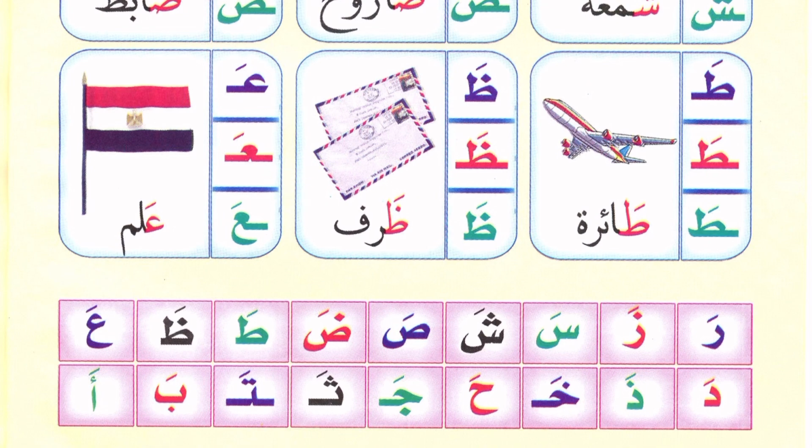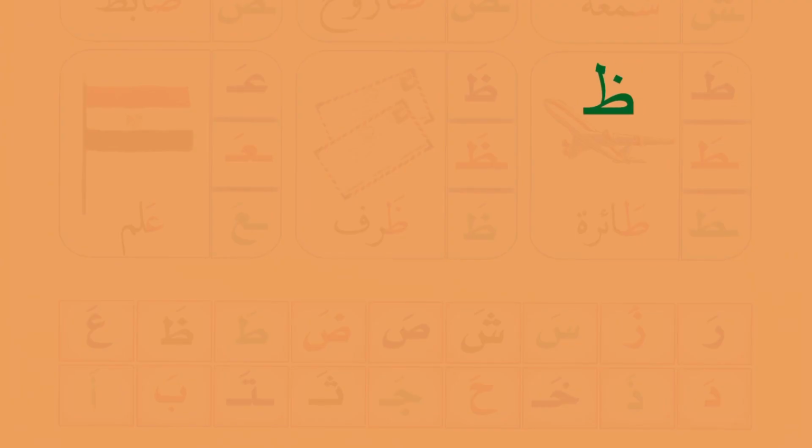And before we go, I have a very important notice. This letter ظ, we have 3 letters in Arabic which we use our tongue when we pronounce them: ظ, ذ, and ث. We use our tongue when we pronounce these letters.